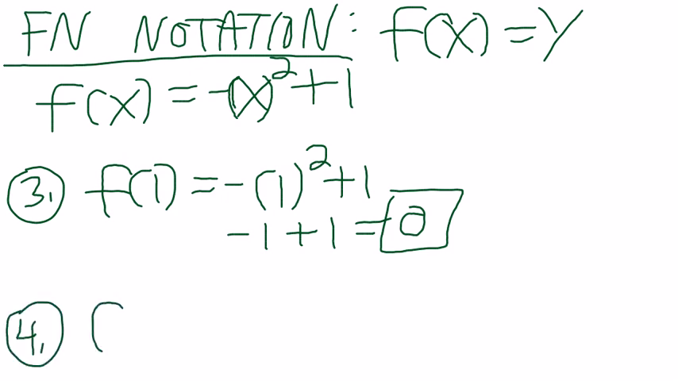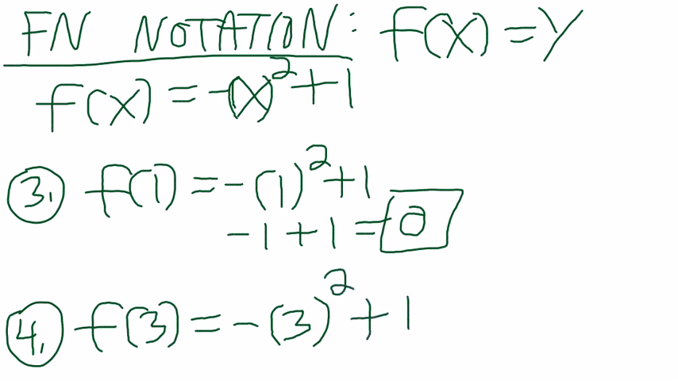Okay, let's do the next one, number 4. Let's go function of 3. So I'm going to keep the negative on the outside, then I have parentheses, then I have 3, and then I square it, plus 1. So 3 squared is 9, but I drop the negative. Negative 9 plus 1, this gives me negative 8.